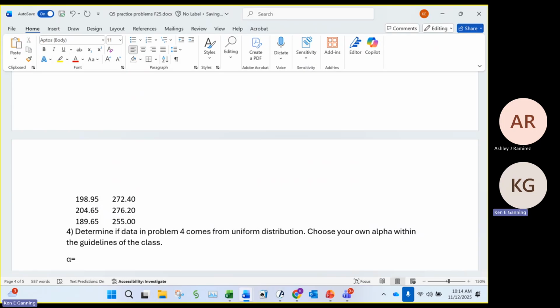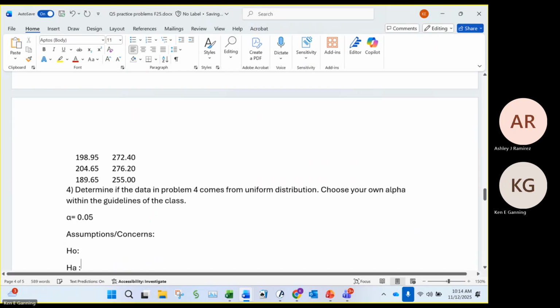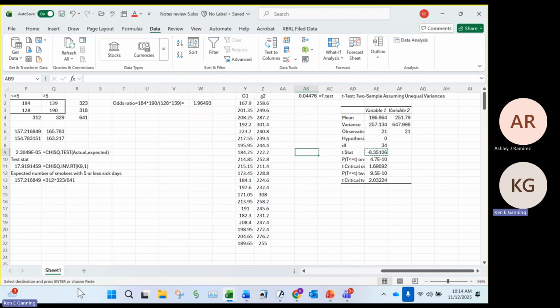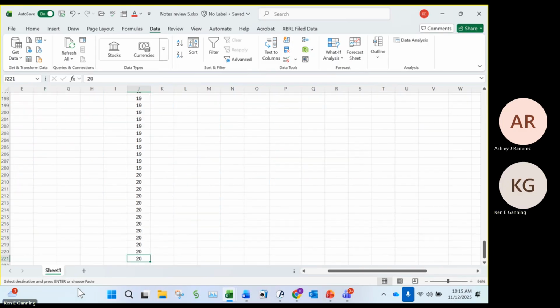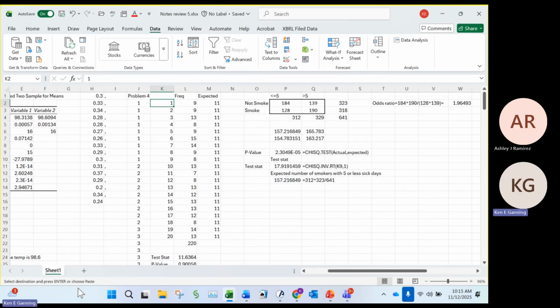Determine if the data given in problem 4 comes from a uniform distribution. And we might as well use alpha 0.05. Assumptions and concerns. Well, let's do it. First, I sorted the data. If you look at your original data set, it's unsorted. But if I sorted, I found out the smallest number was 1. The largest number was 20. So I wrote down the numbers 1 through 20.